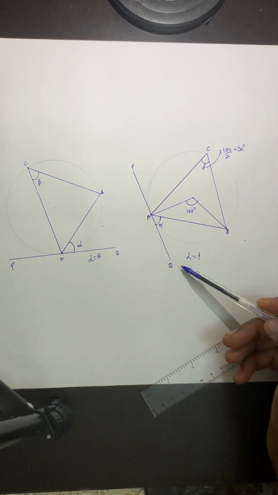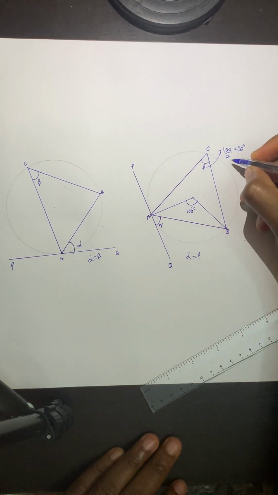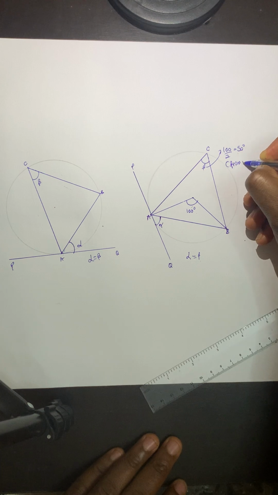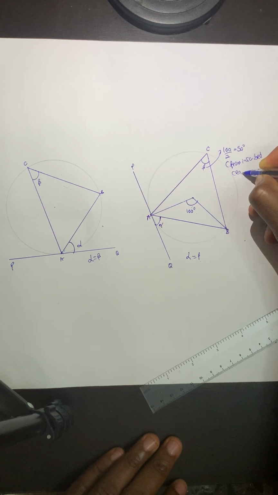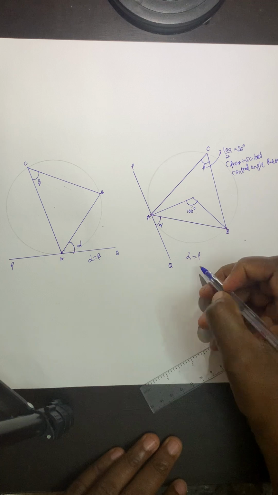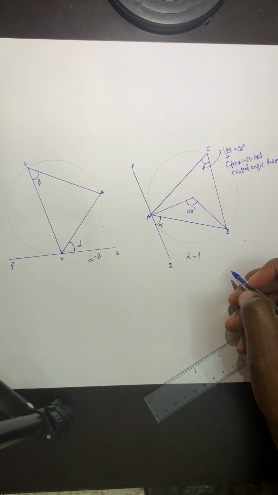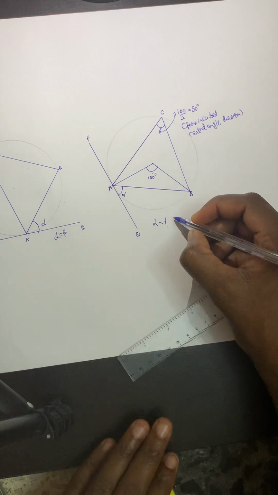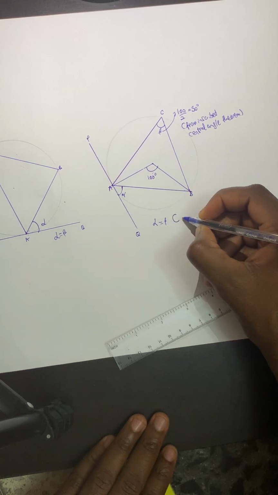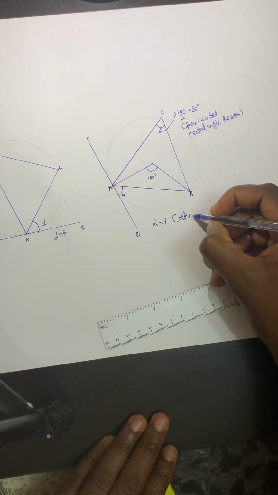I know what my alpha is, because alpha is equal to beta. The first step uses the inscribed central angle theorem, the angle at the center theorem, and then alpha is equal to beta from the alternate segment theorem.